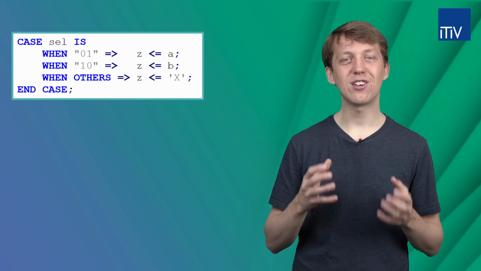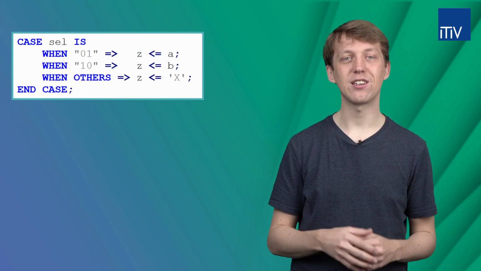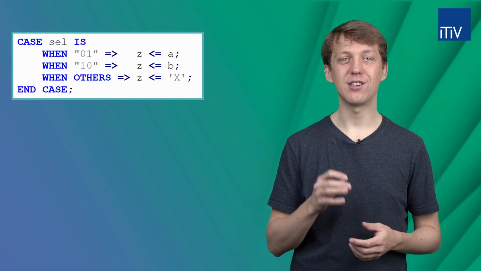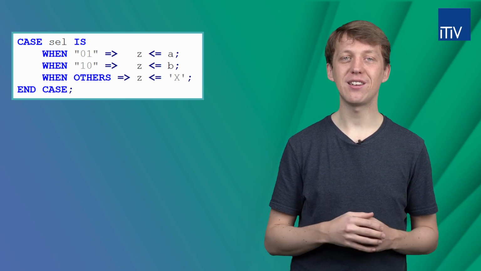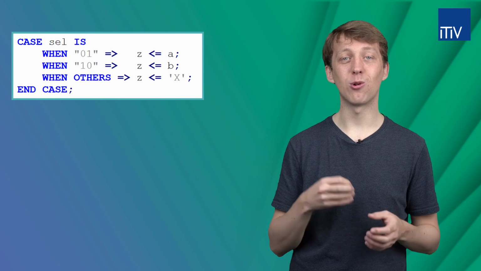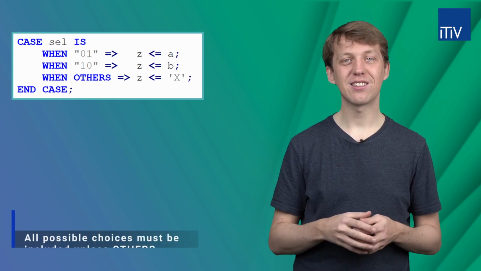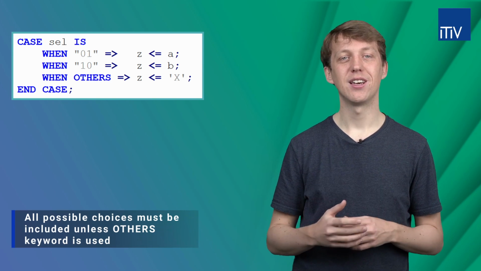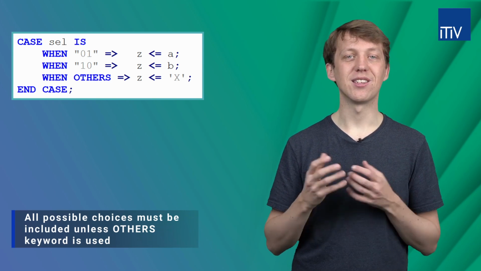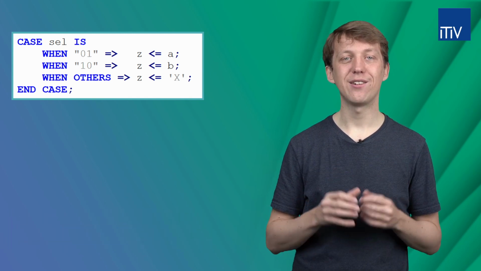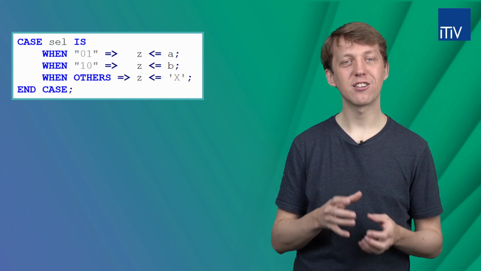On the left, you can see the case structure for the signal sel. Lines 2 and 3 thereby describe the behavior of the entity when sel equals 0, 1 and 1, 0. In the first case, a is assigned to z. In the second case, b is assigned to z. Finally, the fourth line defines the behavior for all other signal values of sel.